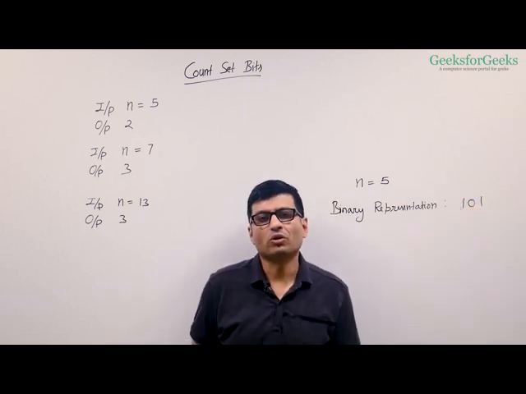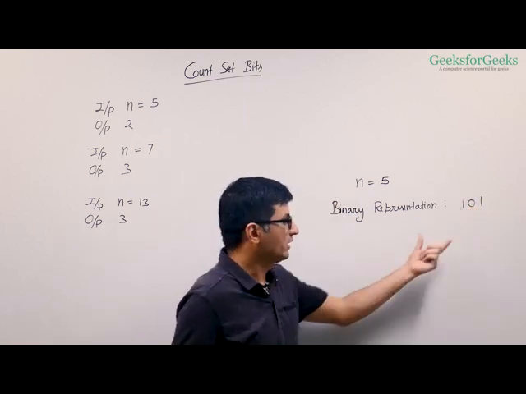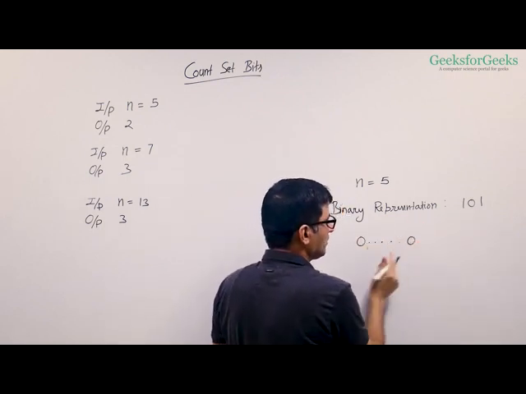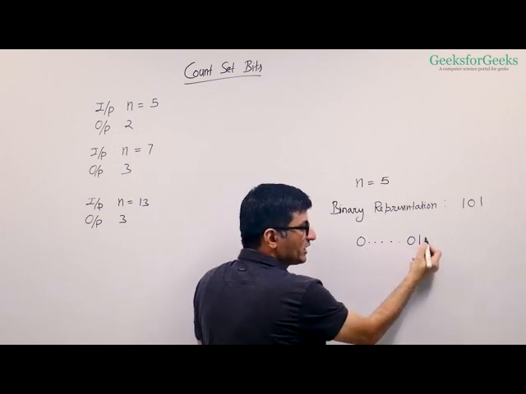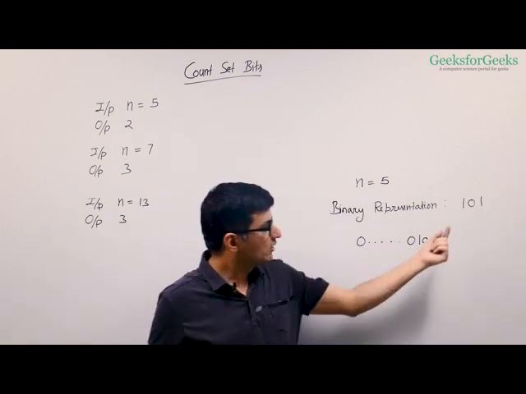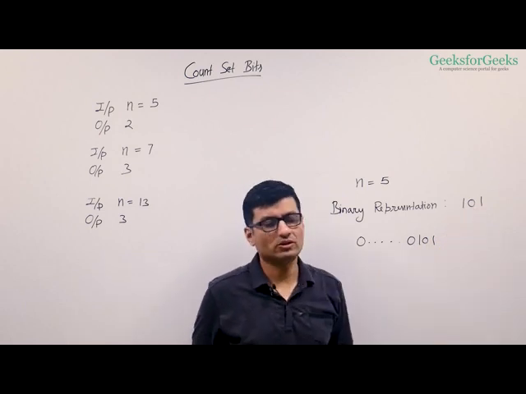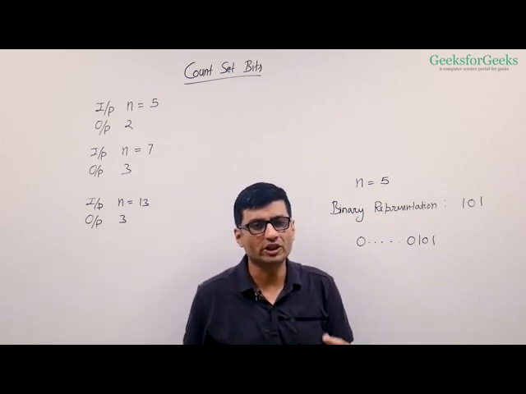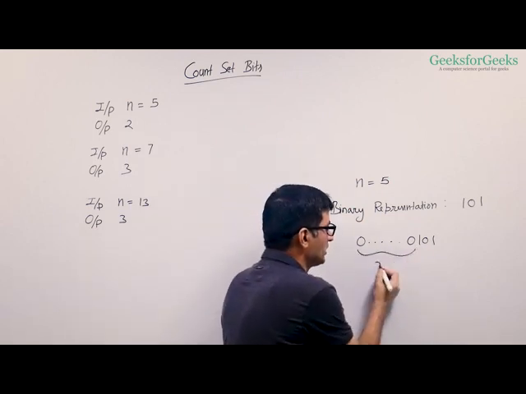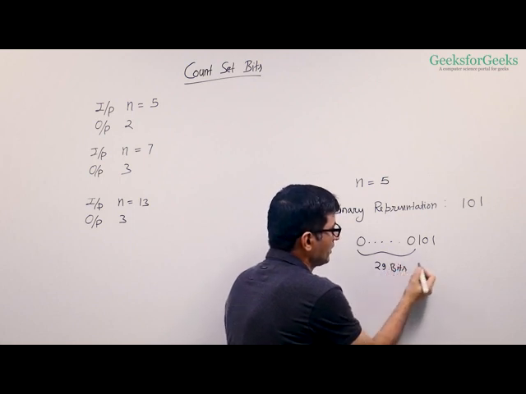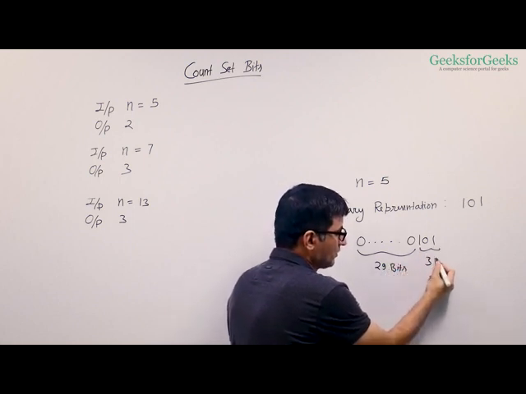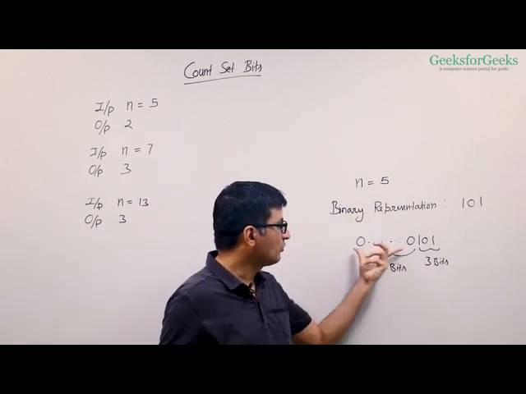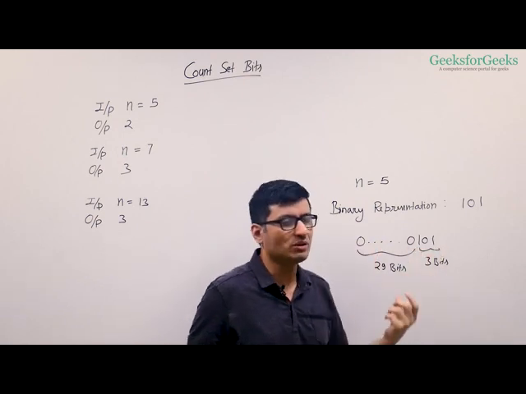If your number is stored in 32 bits, then its actual representation is going to be 29 0 bits, right? 29 leading 0 bits and then 101, right? 1 plus 4, 5. So this is the actual binary representation of n equal to 5 if it is stored in 32 bits. So you have 29 bits as 0 and then the last 3 bits as this. If it is stored using 64 bits, then the first 61 bits will be 0 and the last 3 bits will be 101.